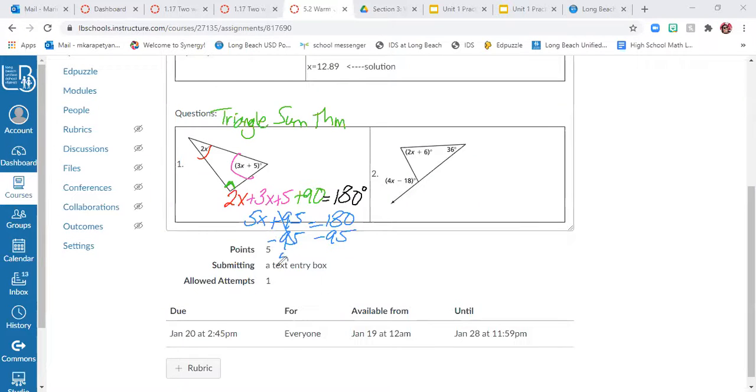Those will cancel. I'm going to be left with 5x is equal to whatever 180 minus 95 is, which I think is 85. Okay, I believe that is 85. And then I'm going to divide both sides by 5. And 85 divided by 5 is going to be 17. Correct me if I'm wrong. I did that in my head, so I could be very, very wrong.